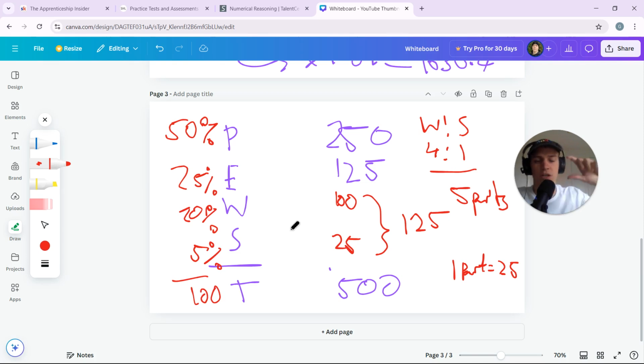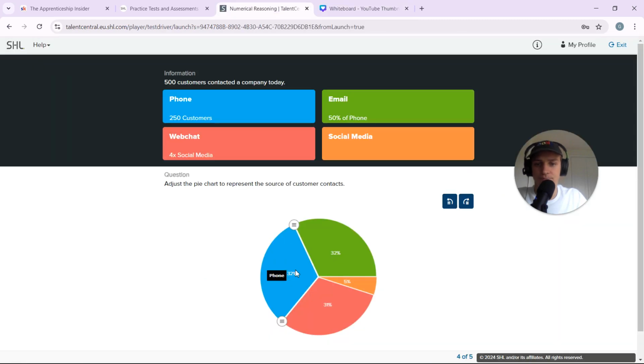It's those little checks where you do an extra calculation just to check all your numbers add up to 100, make sure they all add up to 500, that you can make sure you're on the right track here. So phone, and make sure you get the colours right here. Phone is blue, so that's going to be 50%.